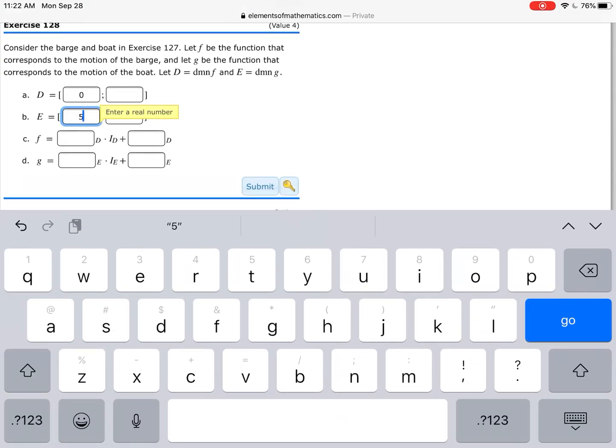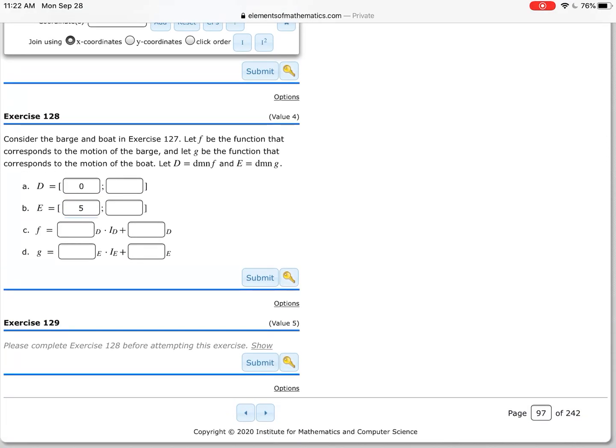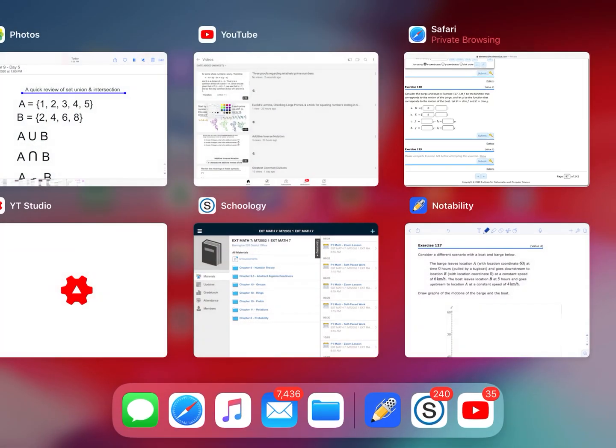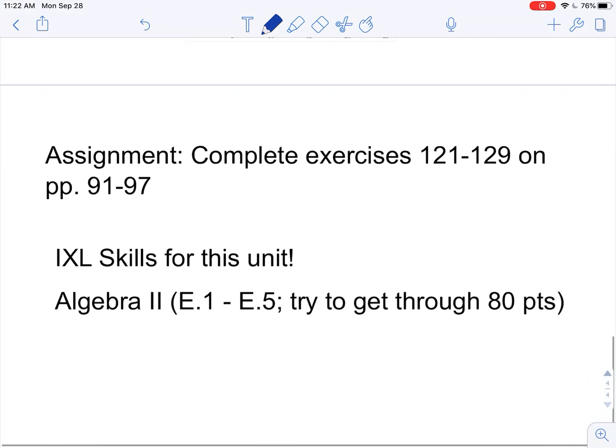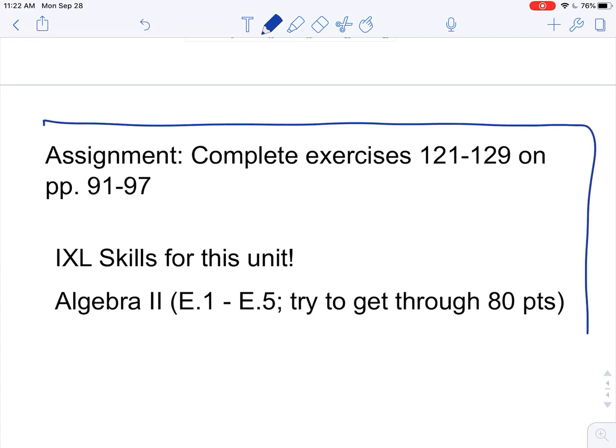And then, of course, for the boat, it's going to start at 5. See if you can use this information to figure out the correct equations that describe the functions here on exercise 128. Okay, so I would like you to go ahead and work up through exercise 129 on pages 91 through 97.